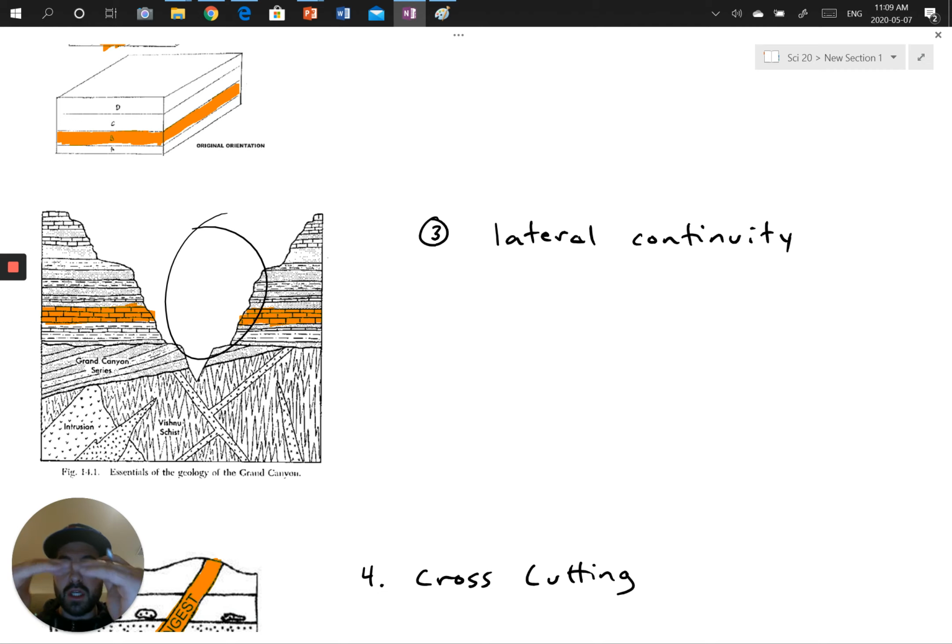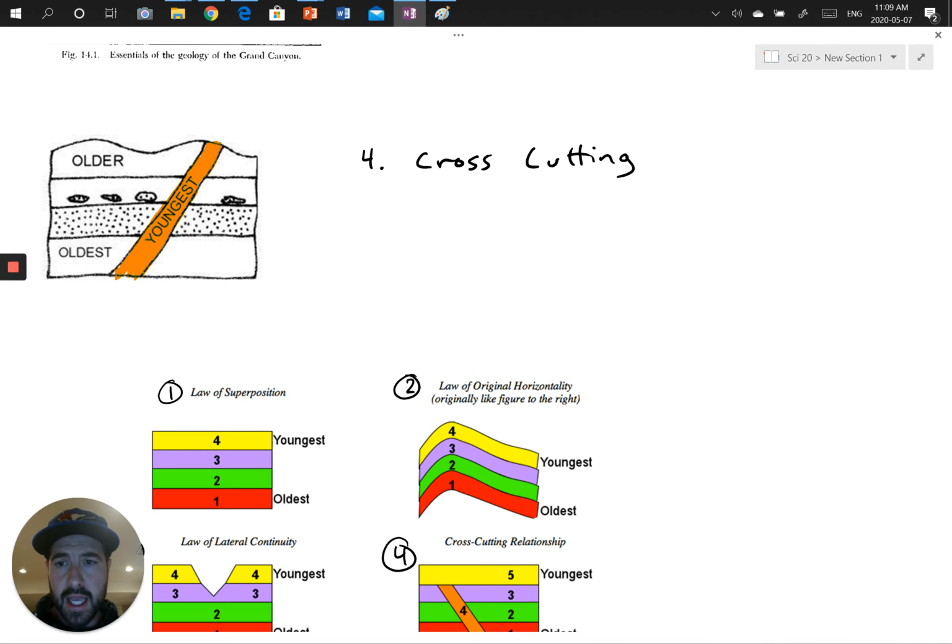So if we look across a gap, we can assume that similar layers were built at the same time. And the last one is called cross-cutting. And what that means is, we talked about the structure of the Earth. In the mantle, there is a molten material, magma. And sometimes that magma can come up from the mantle into the crust and cut through those layers of rock.